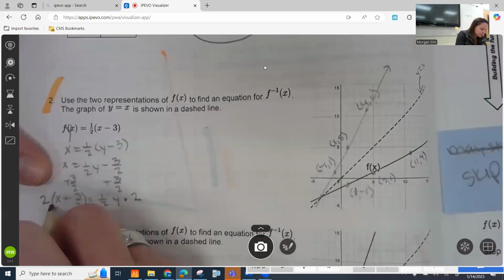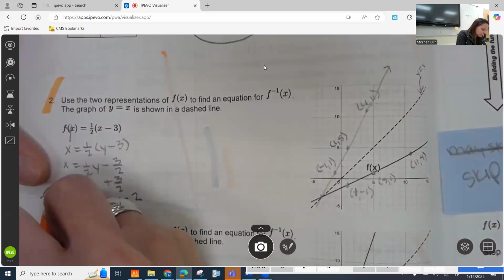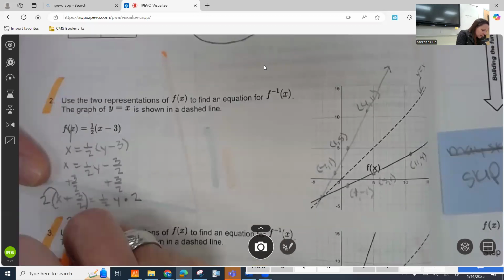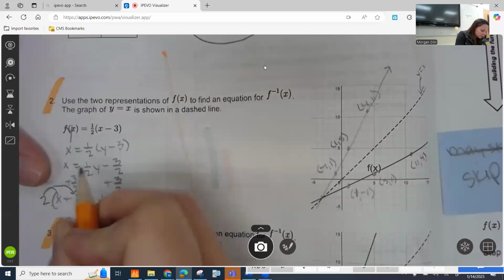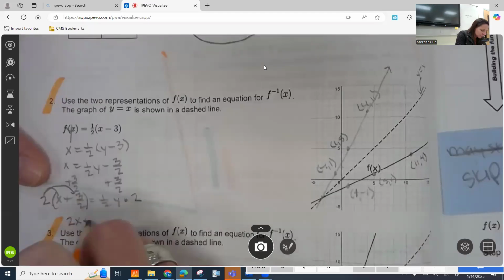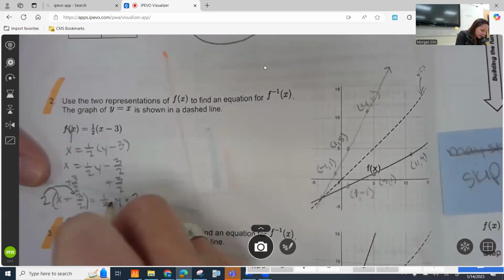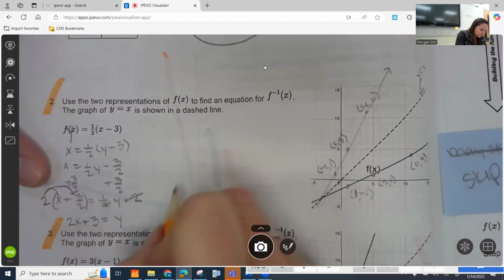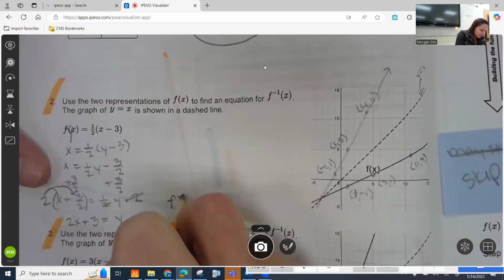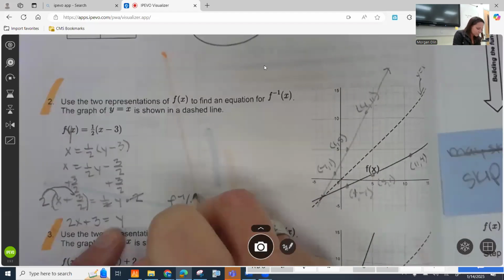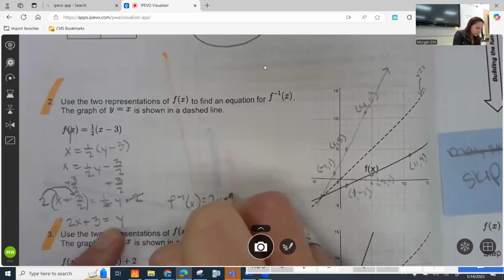Now notice I put parentheses around this because it gets distributed. 2 times X is 2X. Now when I multiply it here, this 2 cancels that 2 and leaves me with 3. Now these twos cancel and just leave me with Y. So guess what? The inverse, I'm going to switch the Y to the inverse notation, is 2X plus 3.